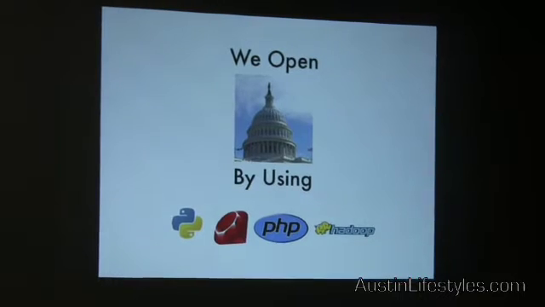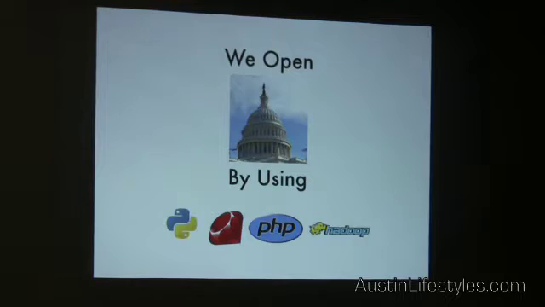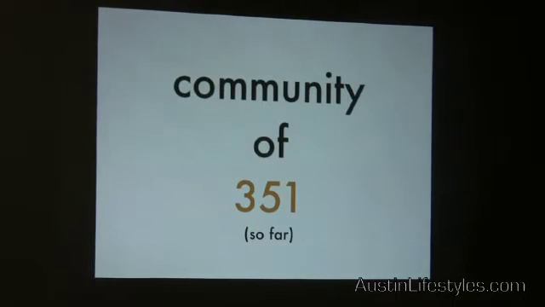I'm here to talk to you about what we're doing and maybe how you can help. We at Sunlight Labs help open government by using open source technologies like Python, Ruby, PHP. We're experimenting a little bit with Hadoop, which is a distributed file and processing system, to unlock government data. As of last week, we're a community of 351 open source developers. I think it was 370 when I looked before I came up here, all trying to build different tools and technologies to open the government.